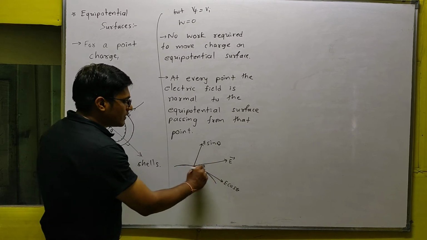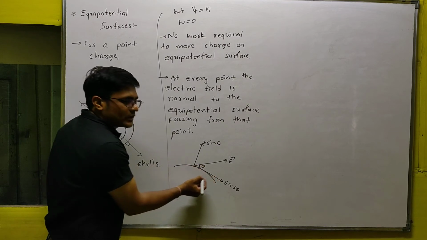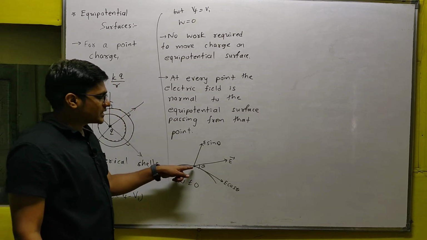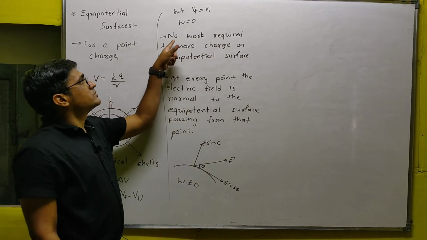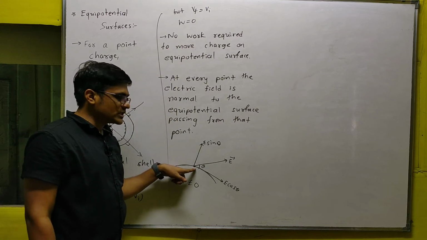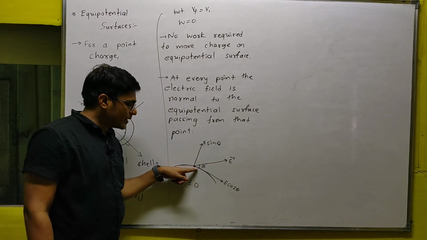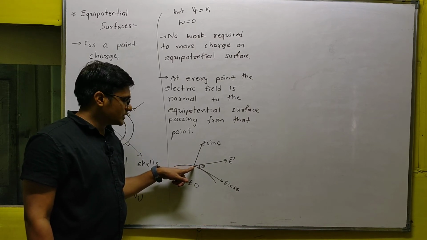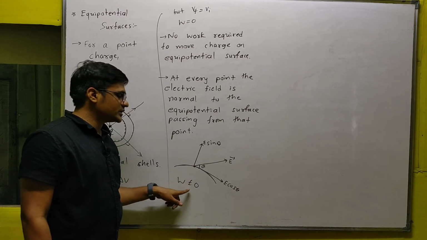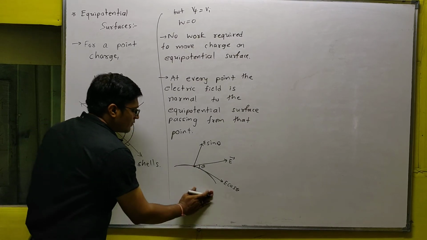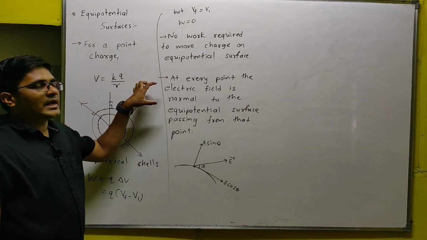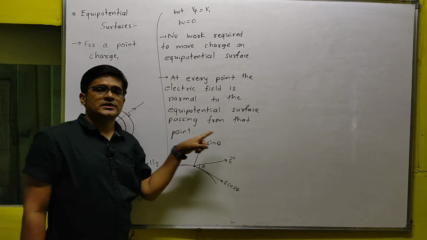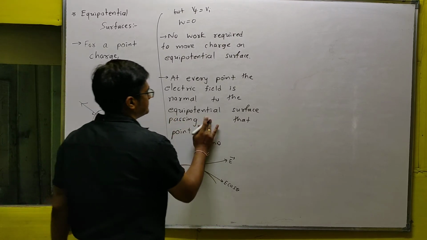Then the work required to move a charge along this component is not zero. So that is not possible. Work done in moving a charge on an equipotential surface is always zero. But here it shows that if the electric field is not perpendicular to the equipotential surface, then the work to move the charge along this non-zero component is not zero. So that is not possible. So we have to consider that the electric field at every point is always normal to the equipotential surface passing through that point.